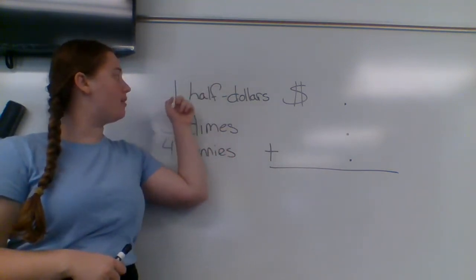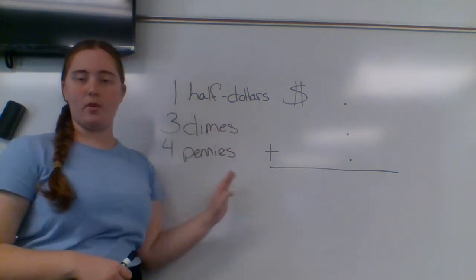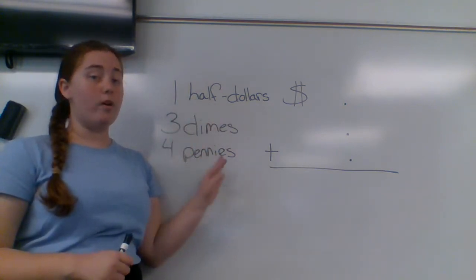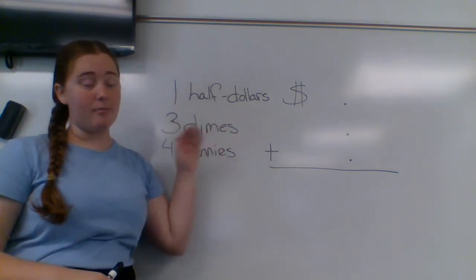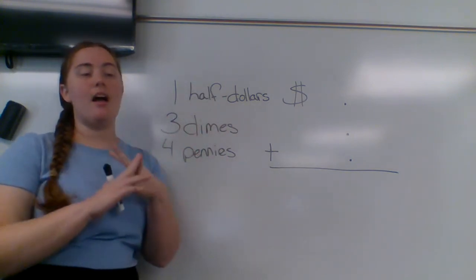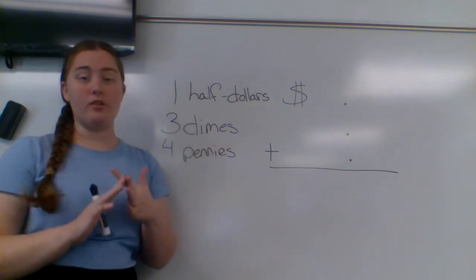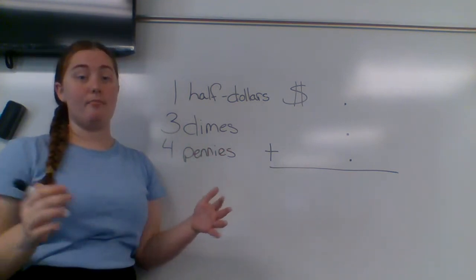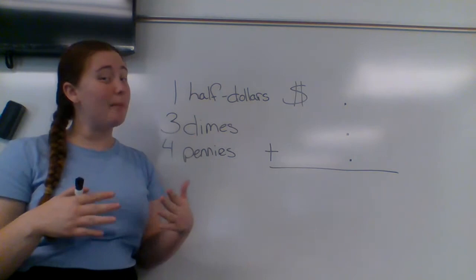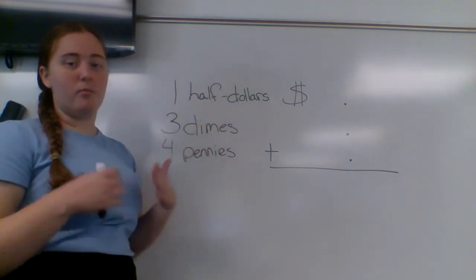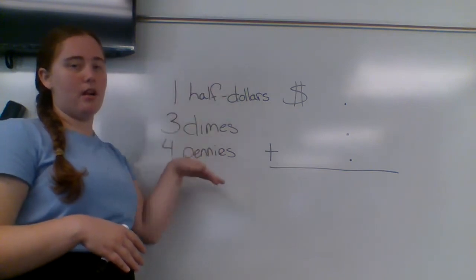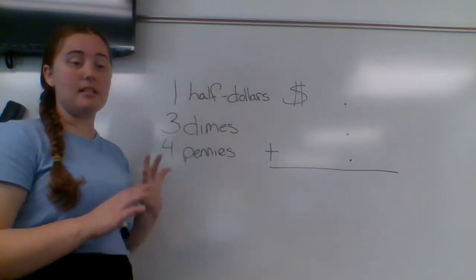All right, I have right here some money that needs to get added together. Now, they put right here like half dollar, 3 dimes, 4 pennies, things like that. So we need to know how much a half dollar is worth, how much a dime is worth, how much a penny is worth. Also, you want to know your quarters and your nickels and dollar bills and things like that. It might also be a good idea to know. But right now, in this specific problem, we're only going to worry about half dollars, dimes, and pennies.